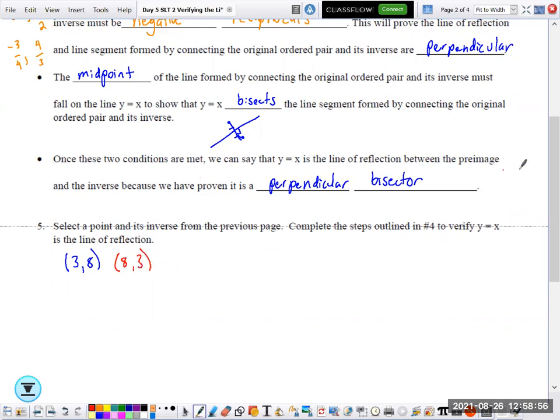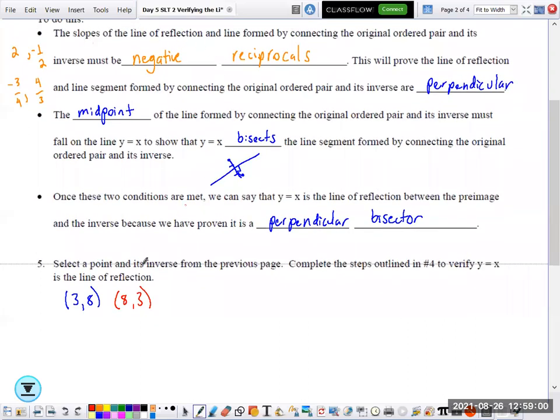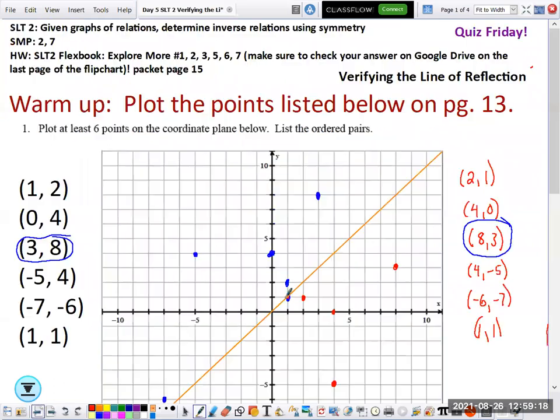So the first step is I need to find the slope of the line of reflection. I know that y equals x, and I know what its slope is. Think for a second. If I have the line y equals x, it's in the form mx plus b. What's the m? What's the coefficient? If you said 1, you're correct. The line y equals x has a slope of 1, which I can also see on my graph because it's up 1, right 1, up 1, right 1.